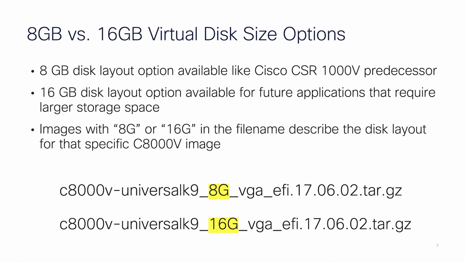And finally, there is disk size options, 8 or 16 gigabytes. The 8 GB disk layout option is available like the Cisco CSR 1000V, which is the C8000V's predecessor. The 16 GB disk layout option is also available for future applications that require larger storage space. And we can find these images with keywords 8G or 16G in the file name as shown in the bottom highlighted section. And that pretty much sums it up.